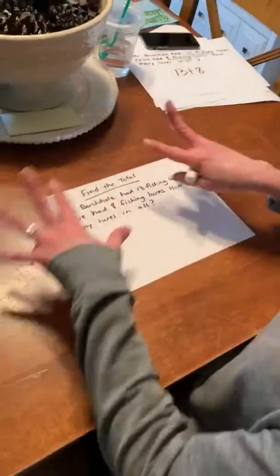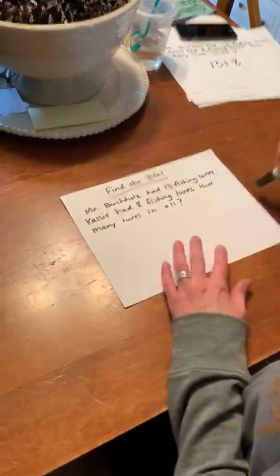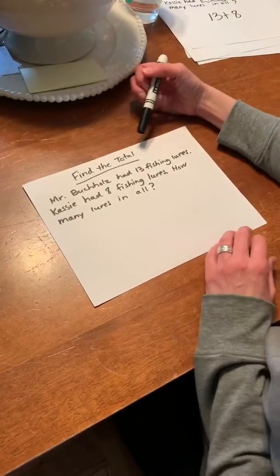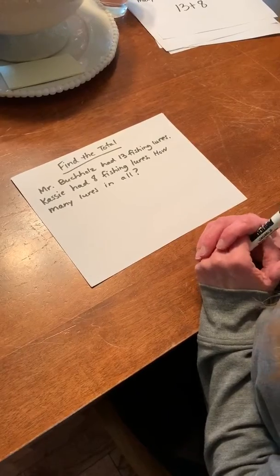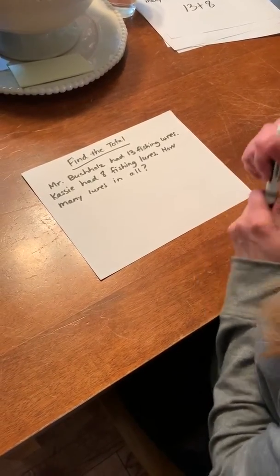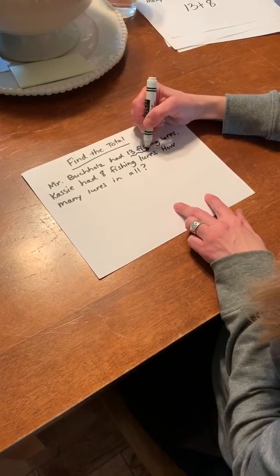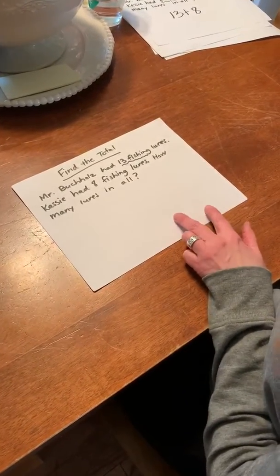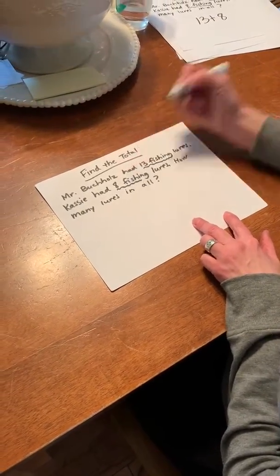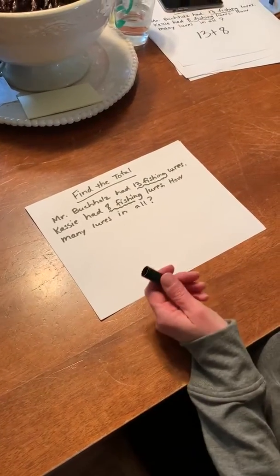Kayla's moving it so you can see my hands at work over here. So the first kind we'll talk about is find the total. So Mr. Buckles had 13 fishing lures. Cassie, and you know how much I totally love to underline my numbers. There we go. Mr. Buckles had 13 fishing lures. Cassie had 8 fishing lures. How many lures in all?